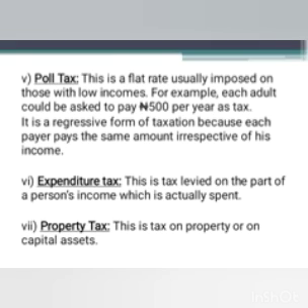Expenditure tax. This is a tax levied on the part of a person's income which is actually spent. So if an individual is spending money, on the money you are spending, government is collecting tax. We have the property tax. These are taxes levied on capital assets.